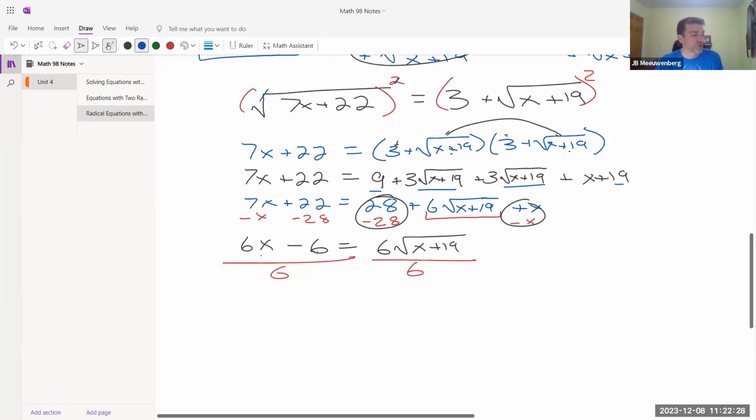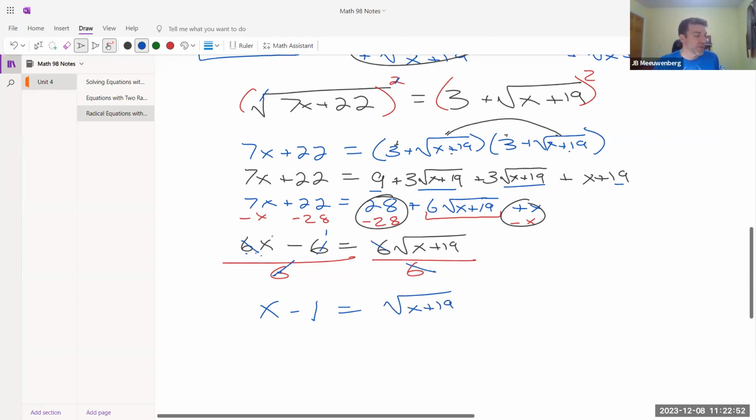Because this has two terms, you can never cancel part of a binomial. This 6 belongs to both of those terms, so we actually have to cancel it from both of them. So this 6 and that 6 both are going to cancel out. That one, we're left with x minus 1, right? This 6 will cancel to just be 1. X minus 1 equals the square root of x plus 19.